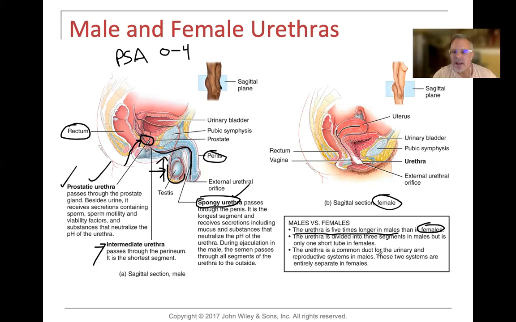The urethra is a common duct for urinary and reproductive systems in males, and these two systems are entirely separate in females. So here, there's just one exit route for urine and for reproduction, right? For sperm and semen ejaculation. On women, okay, we have one exit, which is the anus. We have the second exit here, which would be for intercourse and baby to exit. And then we have this one here, which would be for urine and urination.